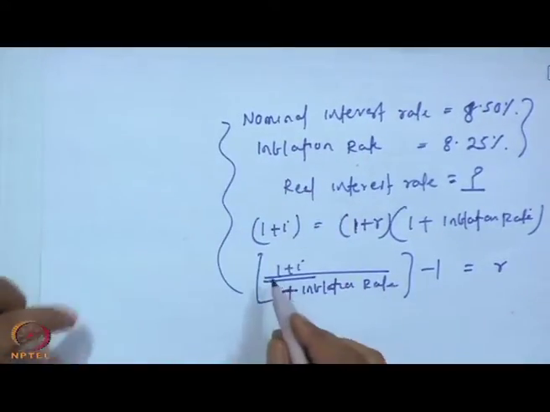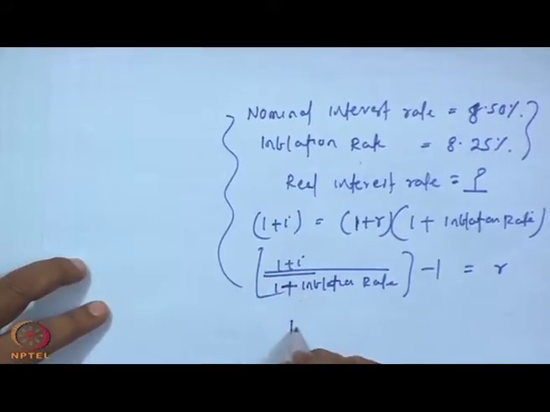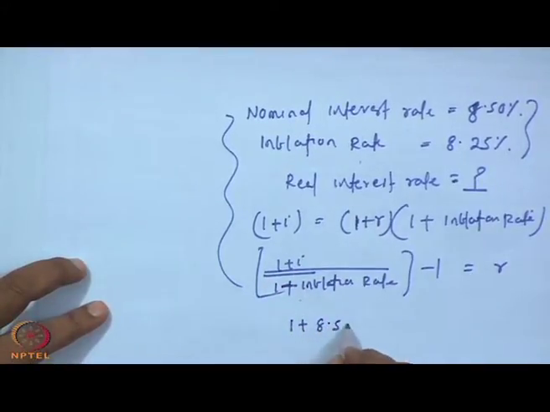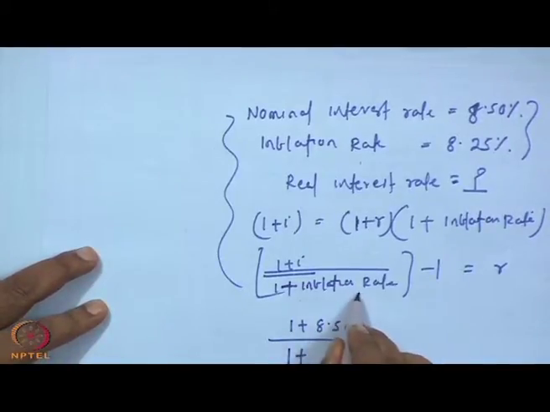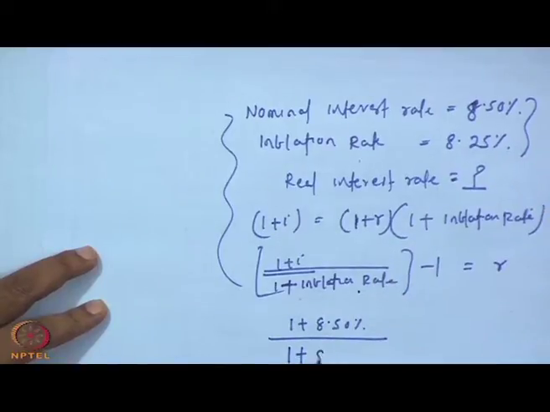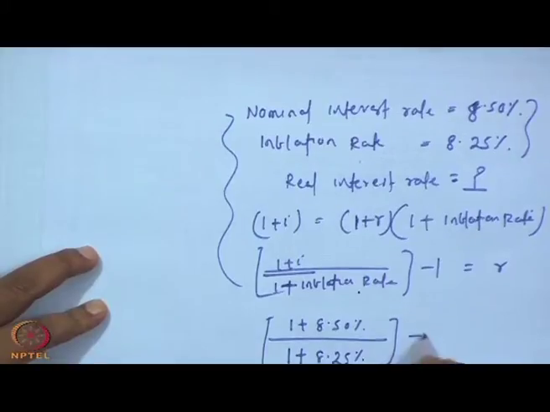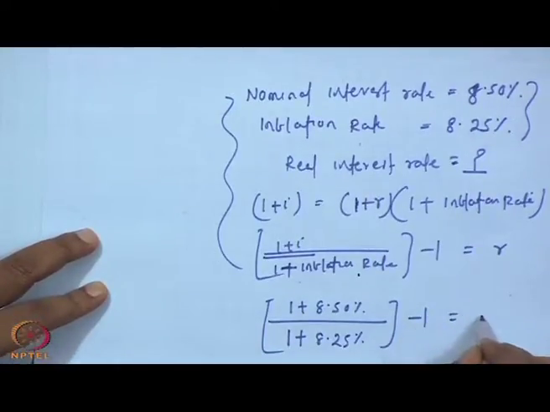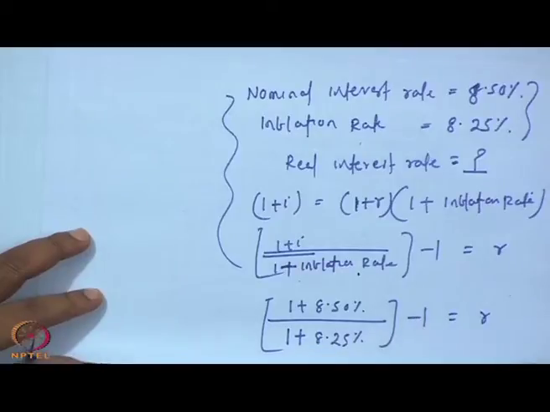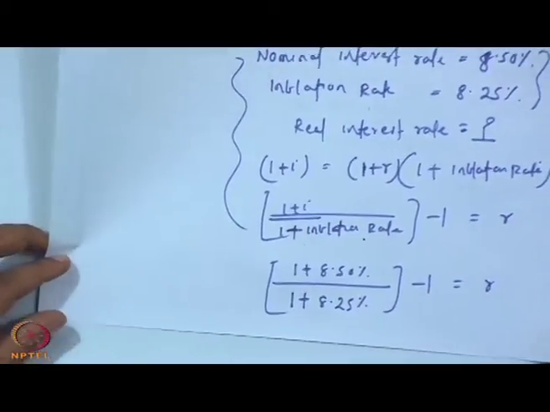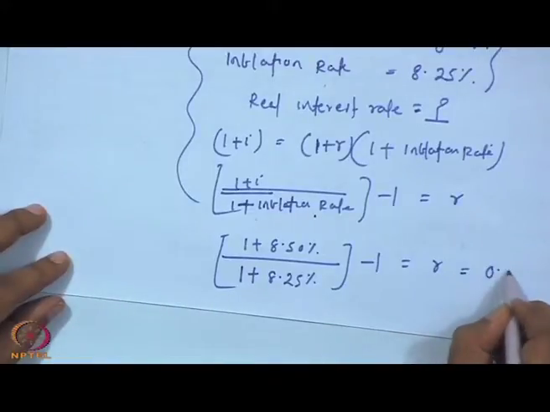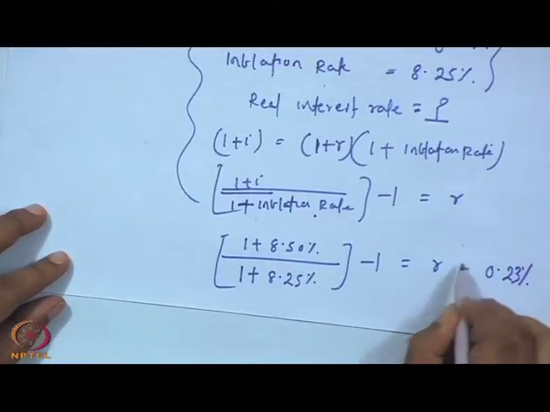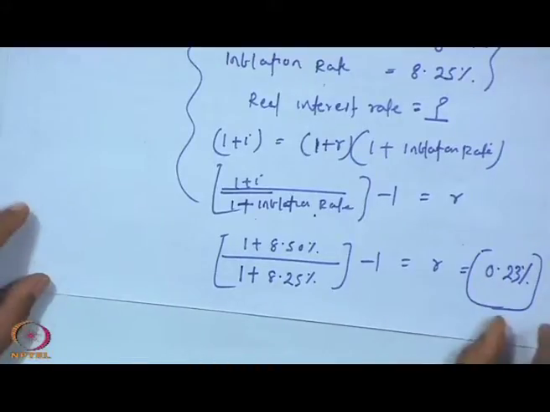Now you use this formula and you will calculate the real interest rate. So, 1 plus I is your nominal interest rate. So, 1 plus 8.50 percentage divided by 1 plus inflation rate, which is 8.25 percentage, whole bracket minus 1 is equal to R. If you solve this, the real interest rate will give you something around 0.23 percentage.